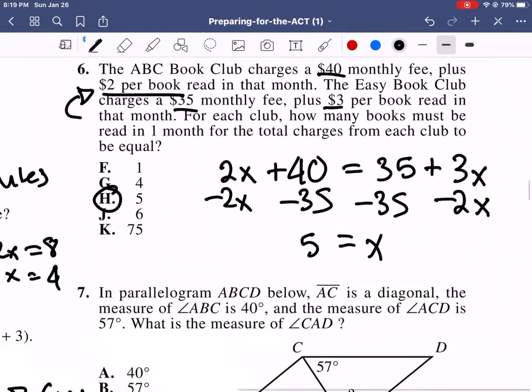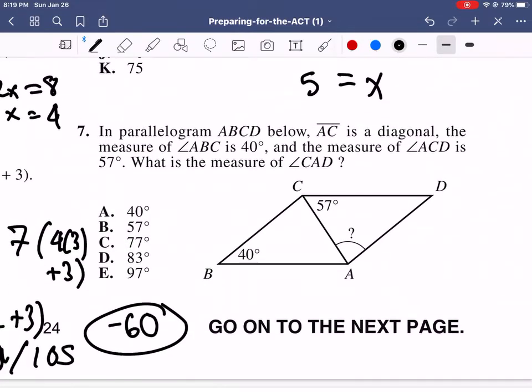and that's it. In a parallelogram ABCD below, okay, so ABCD, the parallelogram, is shown below. The line AC is diagonal in that parallelogram. The measure of angle ABC is 40 degrees and the measure of angle ACD is 57 degrees.